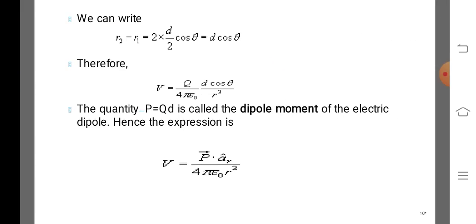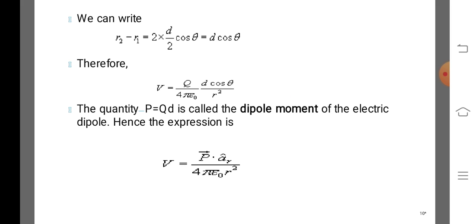Then we can write R2 minus R1 equal to 2 into d by 2 cos theta, equal to d cos theta, because the 2's cancel. Therefore, we get V equal to Q d cos theta by 4 pi epsilon naught r square. The quantity P equal to Q into d is called the dipole moment of the electric dipole.